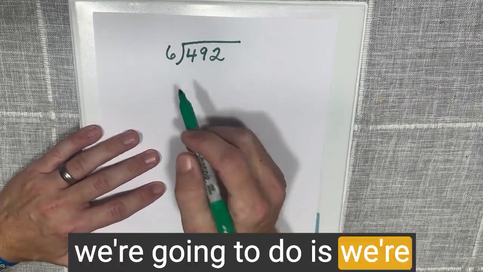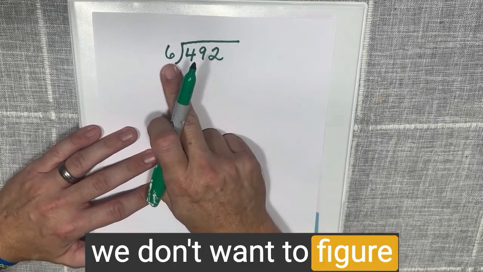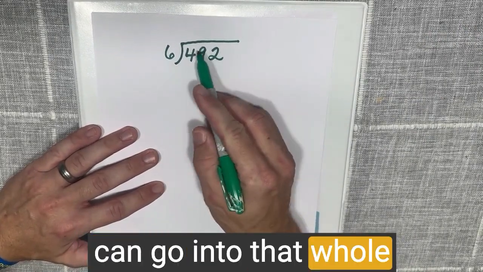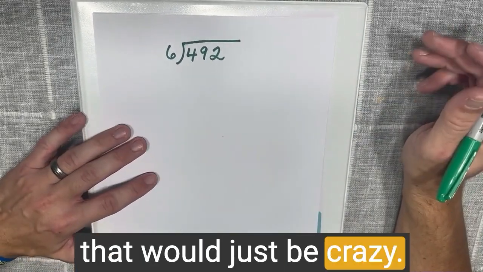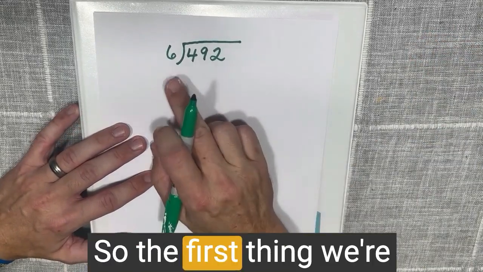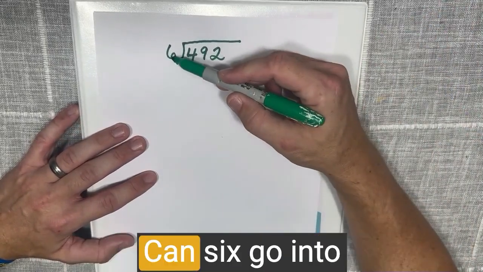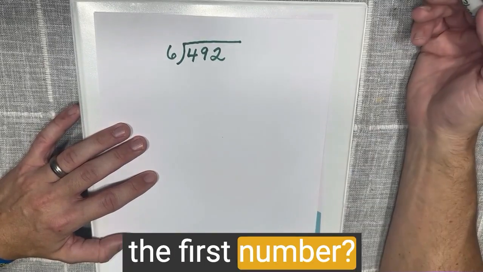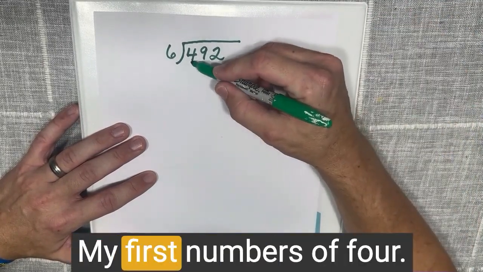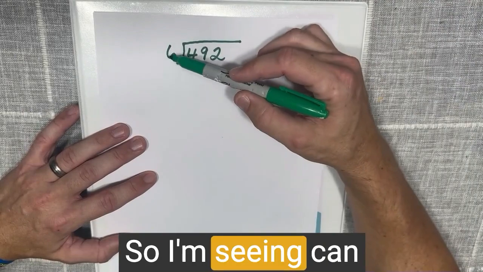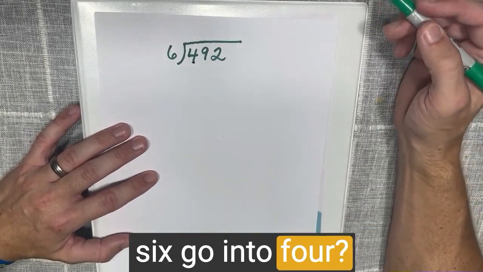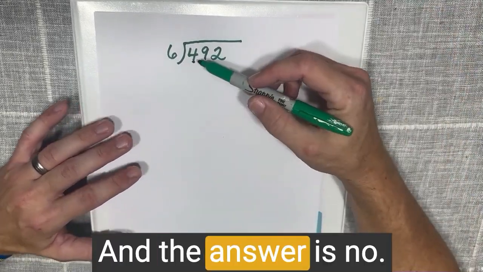So the first thing we're going to do is we don't want to figure out how many times 6 can go into that whole number, 492, because that would just be crazy. It's just too big. So first we're going to see, can 6 go into the first number? My first number is a 4. So I'm seeing, can 6 go into 4? And the answer is no.